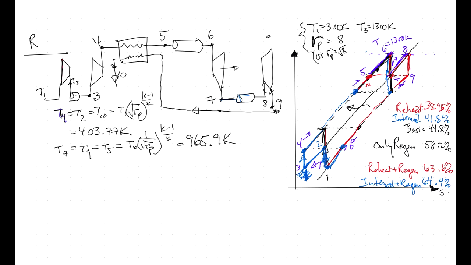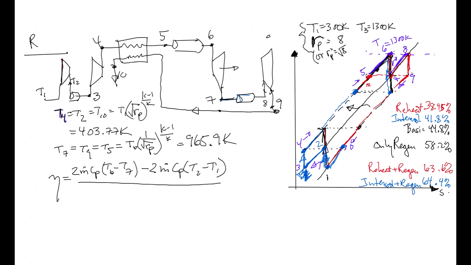So what's the efficiency? The power out of all of the turbines is going to be M dot CP times T6 minus T7. That's the first turbine. The second turbine is T8 minus T9. But 9 is equal to 7, 8 is equal to 6. So it's just 2 times this value. Minus the power going into the compressors: M dot CP, T2 minus T1. That's the first compressor. The second compressor is T4 minus T3, but 4 is equal to 2, 3 is equal to 1. So I can just multiply that by 2.